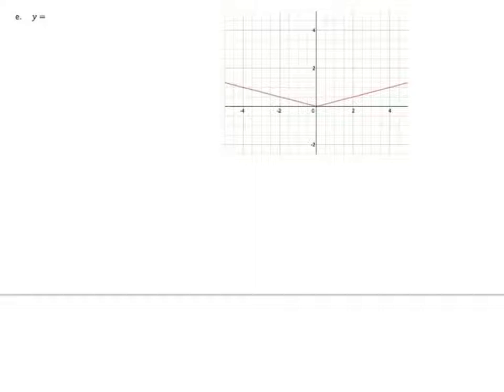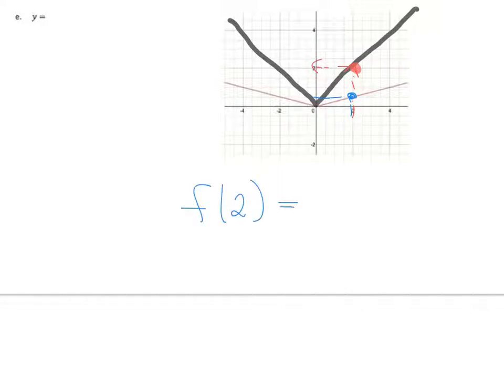Our vertex is at the origin, so we know that this is a stretch or a shrink. So let's try to figure that out. I'm going to draw our parent function so I can compare. So if this is an input of 2, our output is 2. So input 2, output 2. Now compare it. I've got an input 2, output of 1/2. So f of 2 equals 1/2 for our new function. Okay, for that one. For our parent function, I'm going to do that in red. We had f of 2 equals 2.